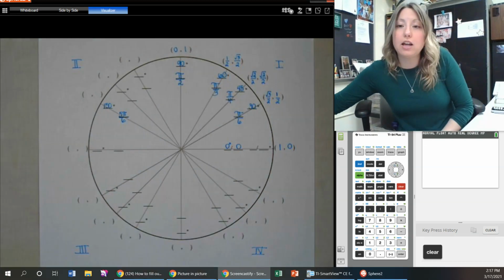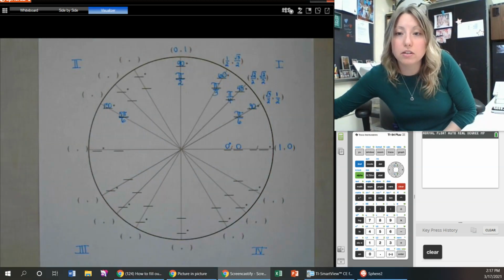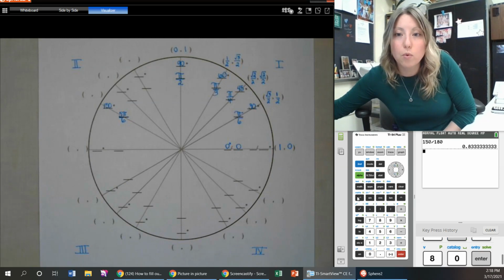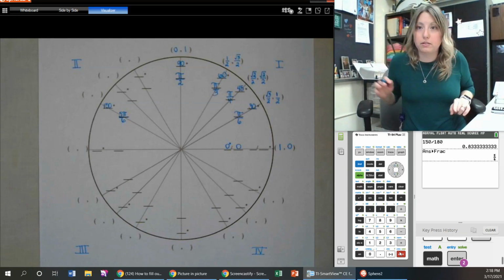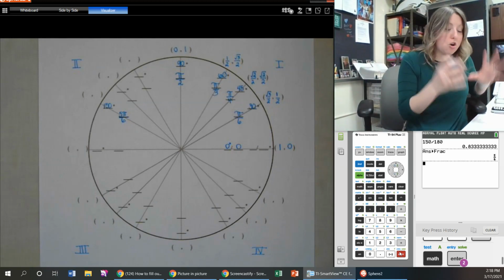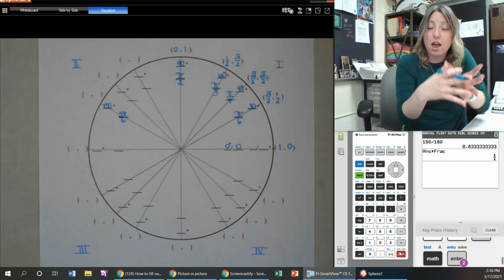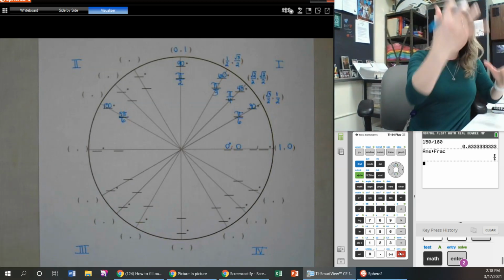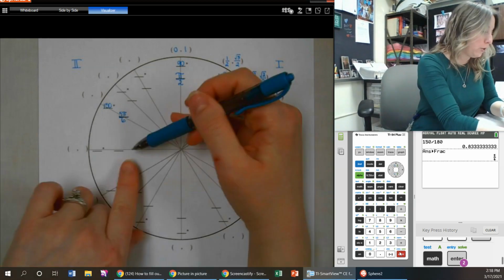And easily I can figure this in my graphing calculator. Let me just show you real quick how I do this. 150 divided by 180 comes out to be this, which if you put it in fraction form is 5 over 6. Okay, so we know that that 30-degree reference angle has to have a denominator of 6. Now go to the 45-degree reference angle.